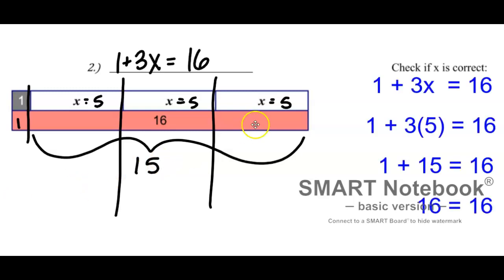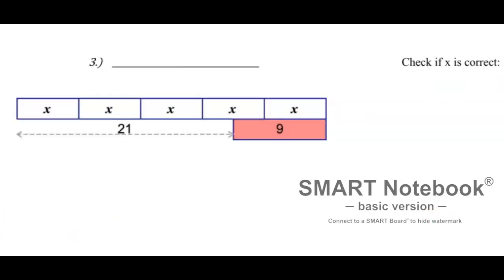Well, let's check it out. 1 plus 3x equals 16. 1 plus 3 times 5 equals 16. 1 plus 15 equals 16. 1 plus 15 is indeed 16, so 16 does equal 16. Great. All right, let's look at one more of these.